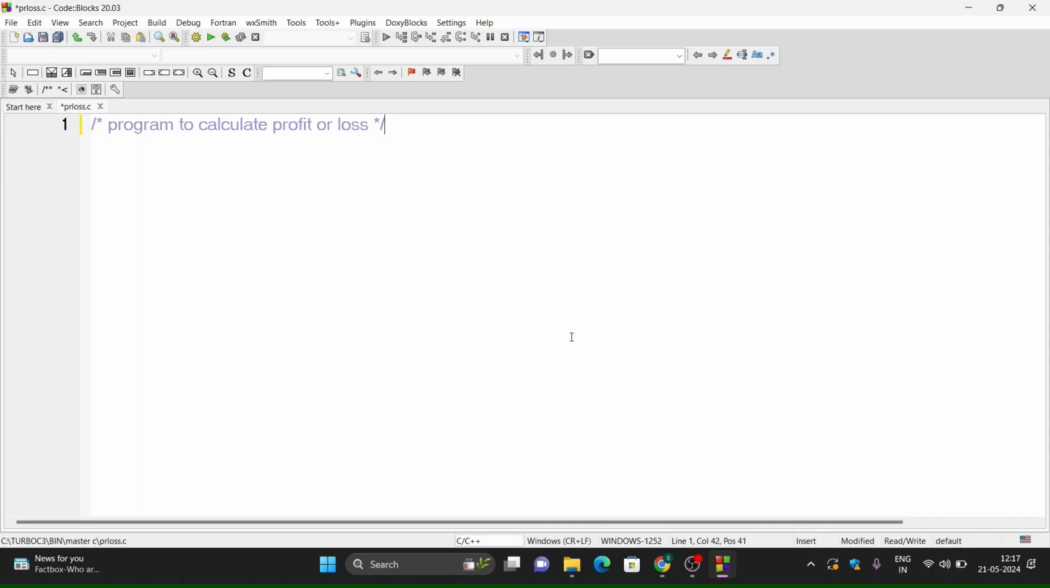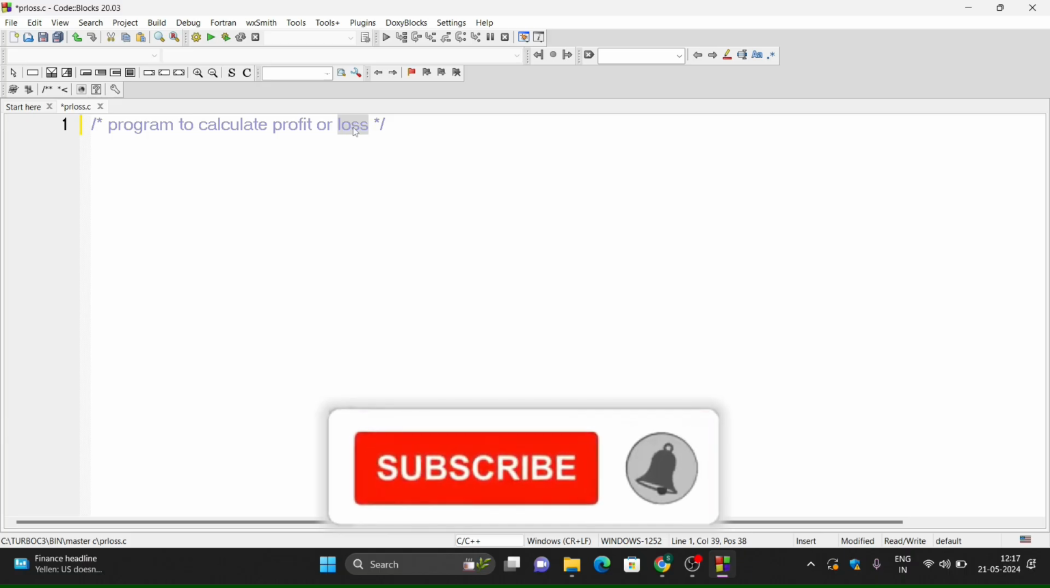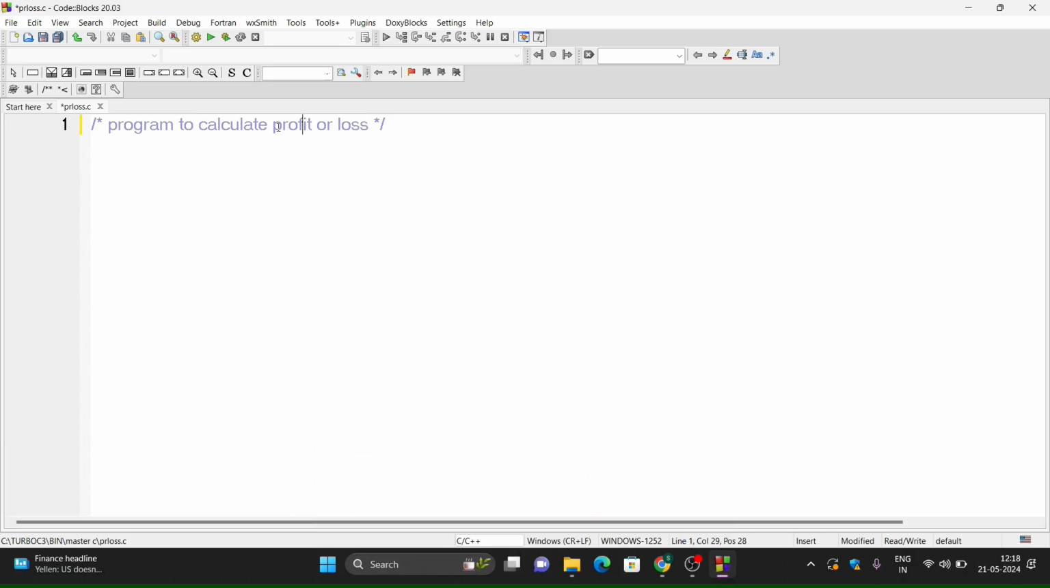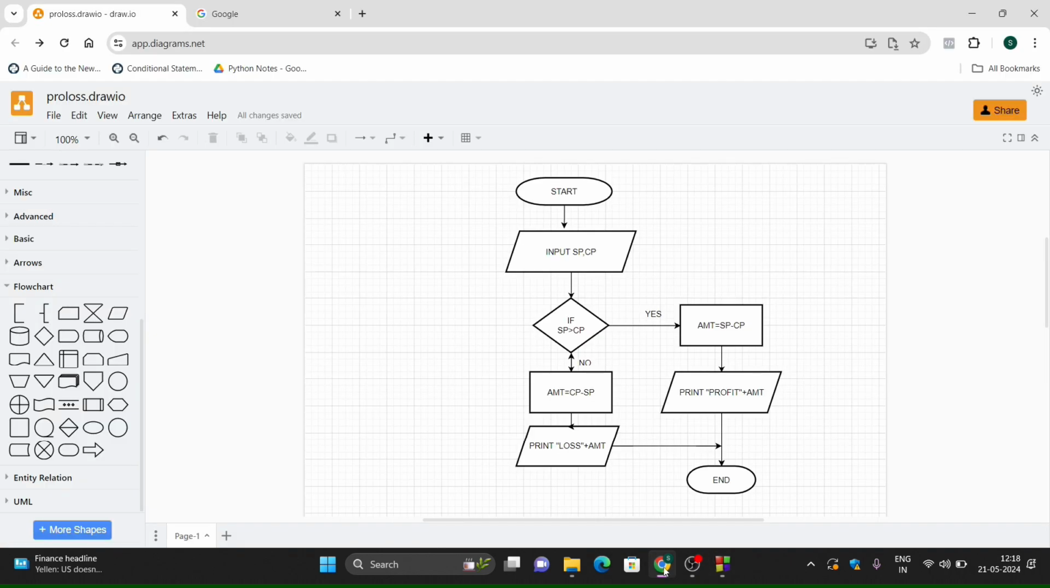Hello my dear students, in this lesson we are doing a simple program to calculate profit or loss. We have recently learned about the if-else statement. Here also two choices are there, either a person will get a profit or a loss. So it is a two-way decision. But before directly going with the program, we are seeing the logic first, and then we will be doing a program. So let us see the flowchart for this program.